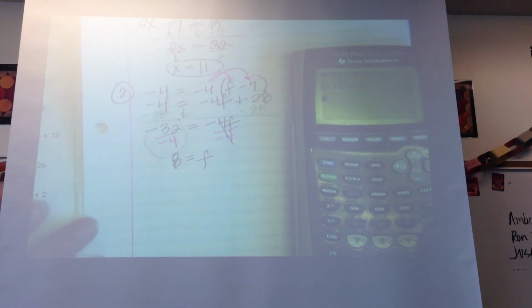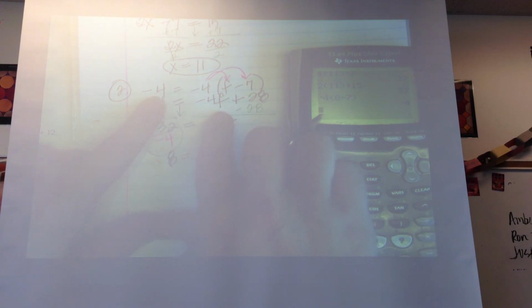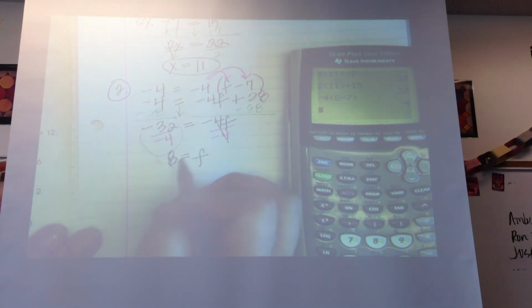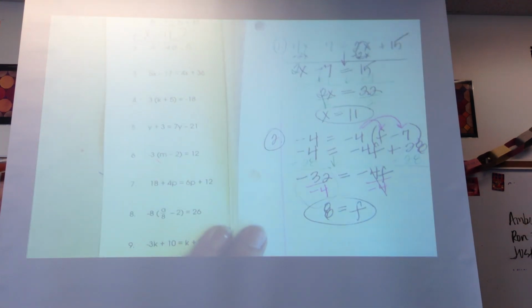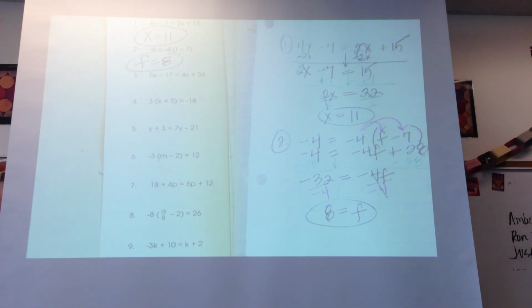Now, what's the last step that you need to do before you write your answer on paper? Check. And in this case, look, -4 here. I just need to put in my 8. I'm going to use the parentheses. Is it -4 times 8 minus 7? Is that equal to the -4? It certainly is. And then I'm going to go here and put my answer.